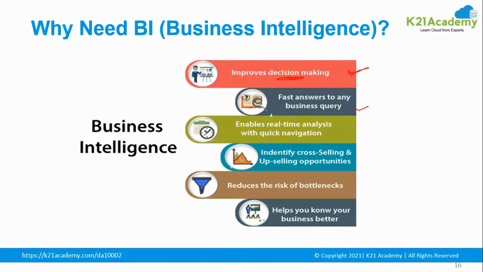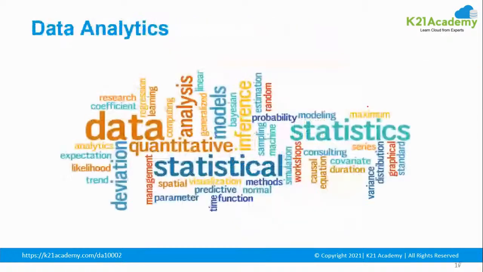We identify cross-selling and upselling opportunities. So BI is not only a way to create business decisions, right? We also identify cross-selling and upselling opportunities, and on behalf of this we can grow our business, right? We can also reduce the risk of bottlenecks, and it helps us know which business approach is better for tomorrow, for the future, right? So these are very basic things, and we understand why we need BI, right?